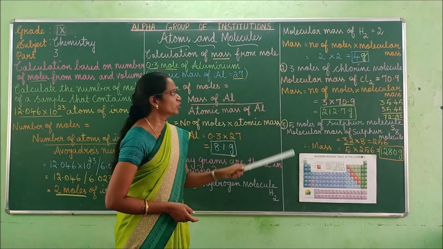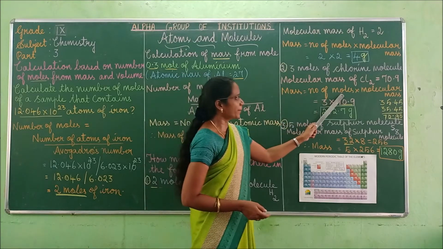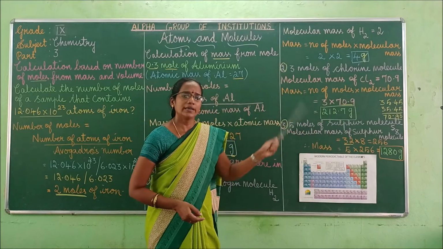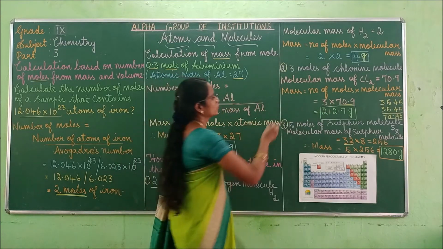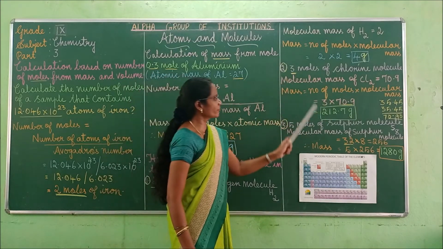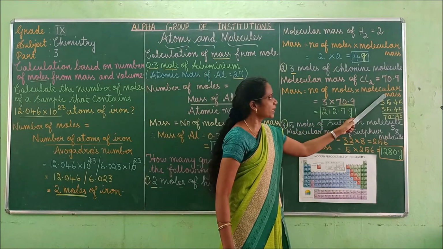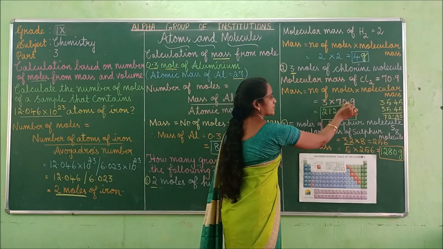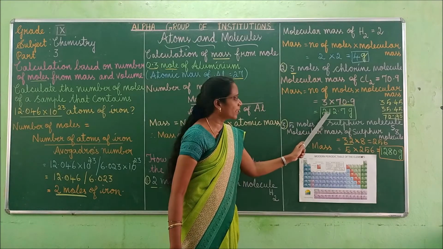Next step, you have to find out the mass, isn't it? So mass is equal to number of moles into molecular mass. What is given in the question? 3 moles of chlorine molecule. So number of moles is 3 into the molecular mass of chlorine, 70.9. So 3 into 70.9. If you multiply these two, you will be getting 212.7.